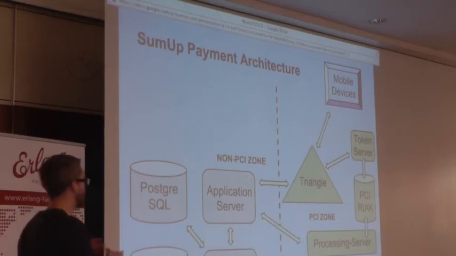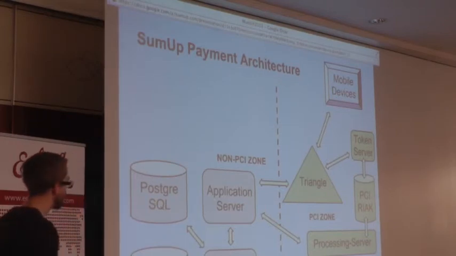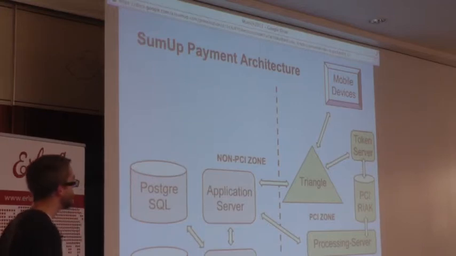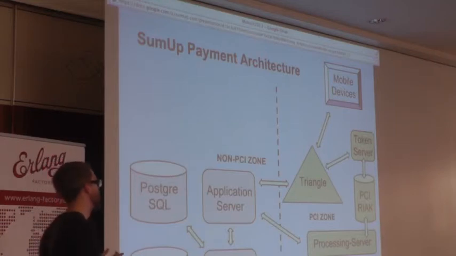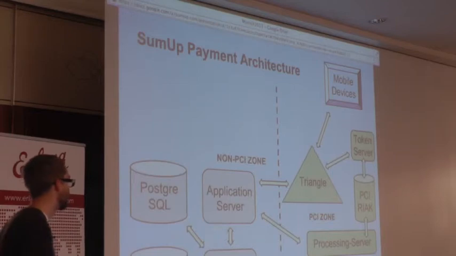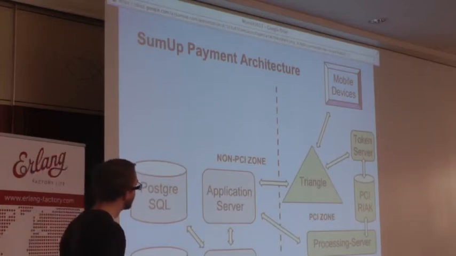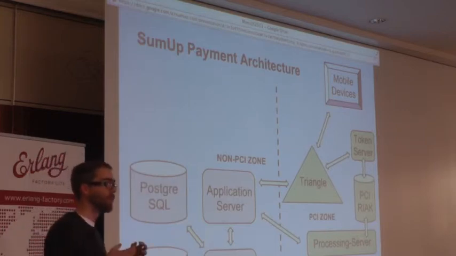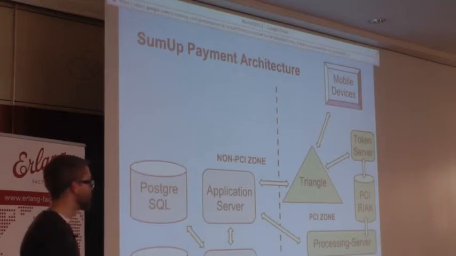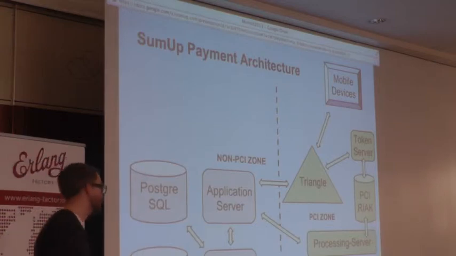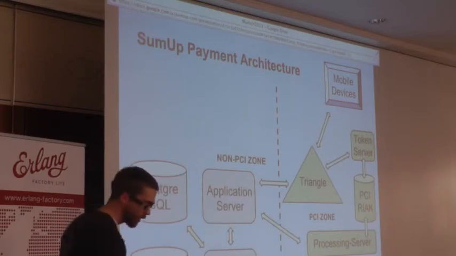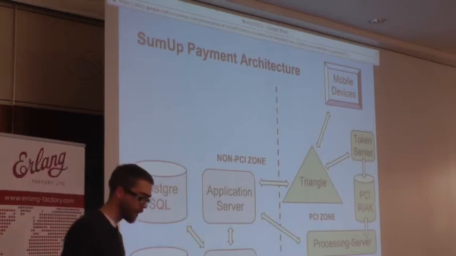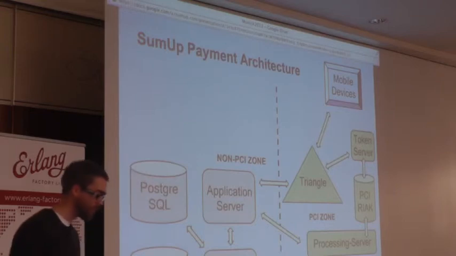Once we are done with our fraud detection and other business logic, we send the request back into the PCI zone to our processing server, which will use the token to fetch the actual card data that was stored by the token server in a PCI Riak instance. So when we first tokenize the data, we actually store the real data in memory for a limited amount of time, and then retrieve it later on when we are back in that zone. And then the processing server will talk to the actual bank which issued your card to then finalize the transaction.